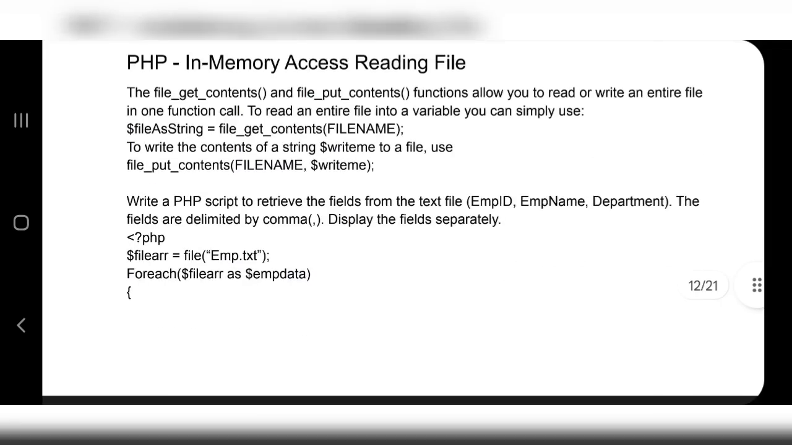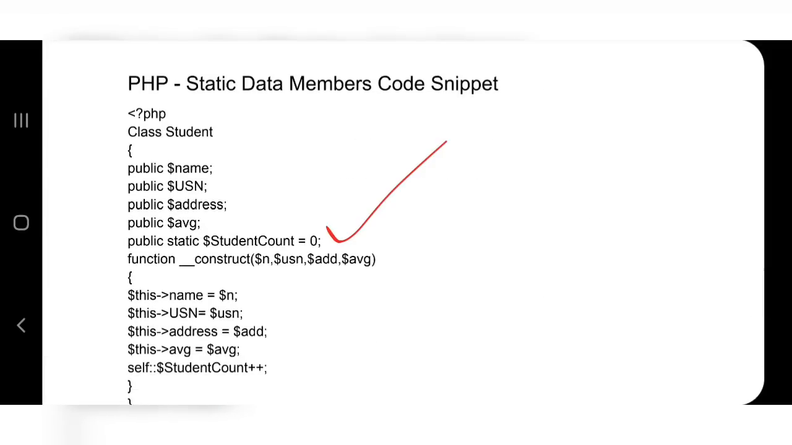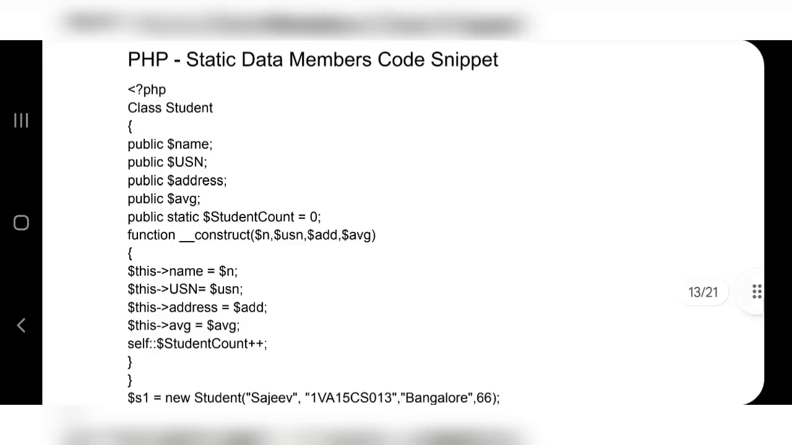This also I have explained. In memory access reading file, the PHP code, static data members code snippet. Like how do you define a class? So what was given is that they can ask you to write code for the static data members initialization in PHP.